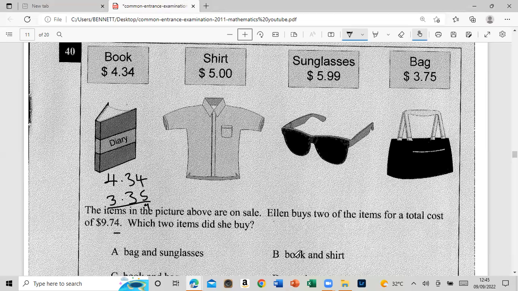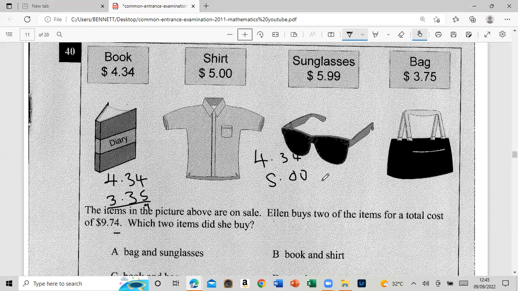Alright, so it says now a book and a shirt. So a book and a shirt, no, because this is 74, not 34. But let's add it the same way. So $4 plus $5. It has to be the sunglasses and above. That's the only combination that can give 4 at the end.